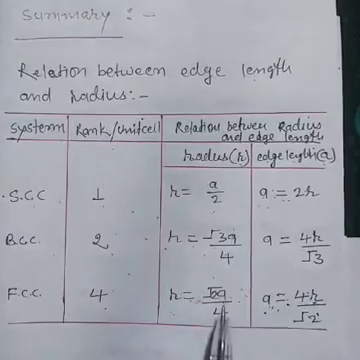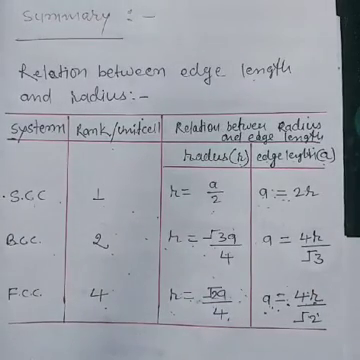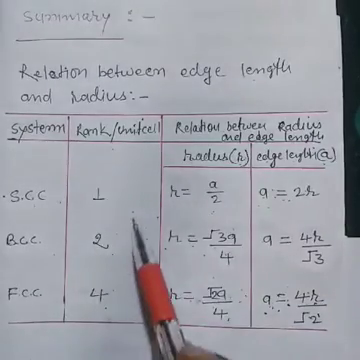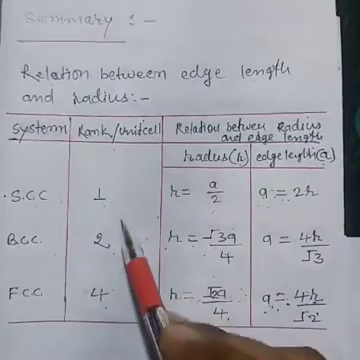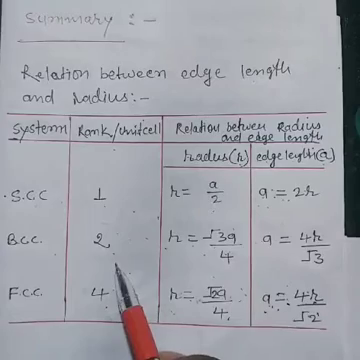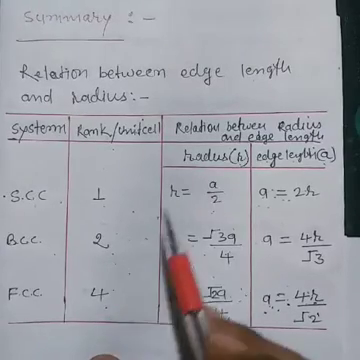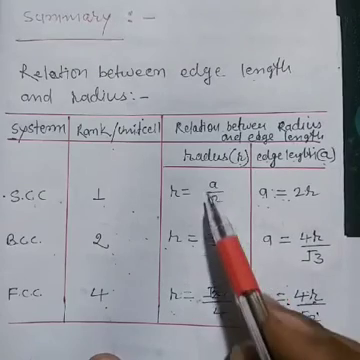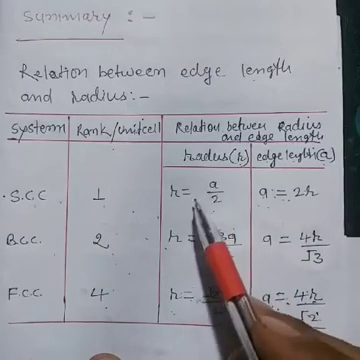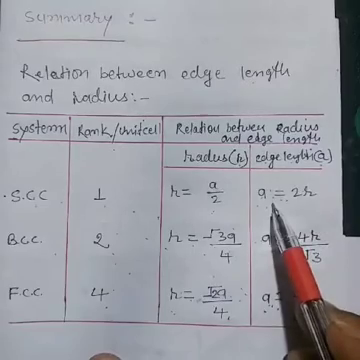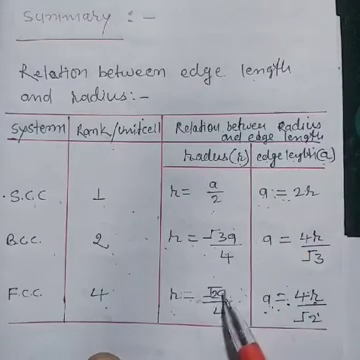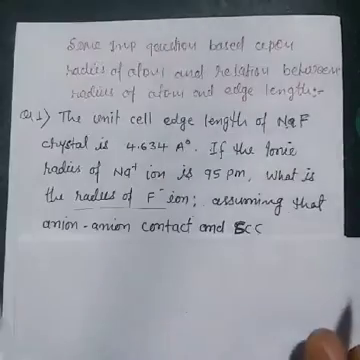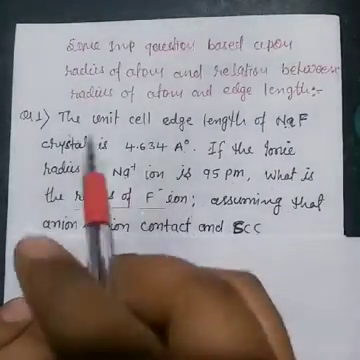In the previous video I taught you the relations between edge length and radius of atoms. Here the rank of the unit cell is not important in this question, because in this question the R value is given. If you know the R value, you will definitely find the a value also. So this is very important, students. Now I am coming to the point of the question.